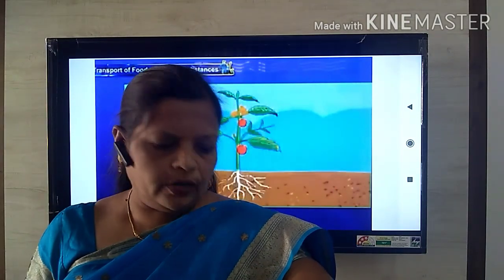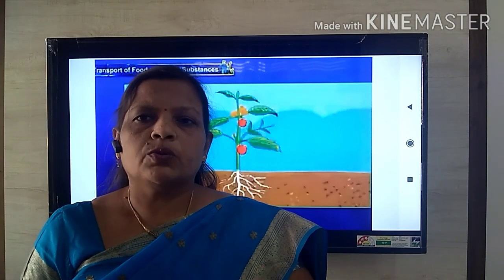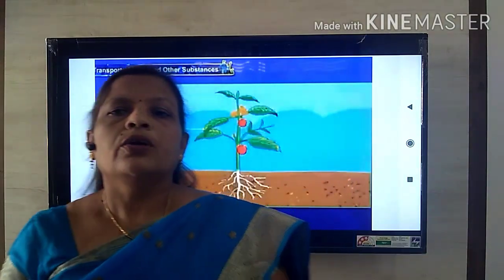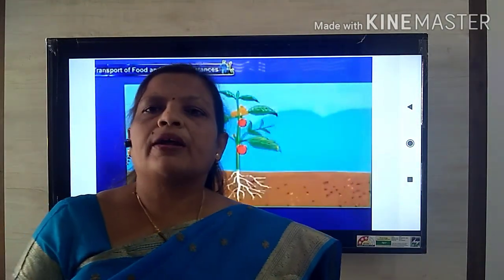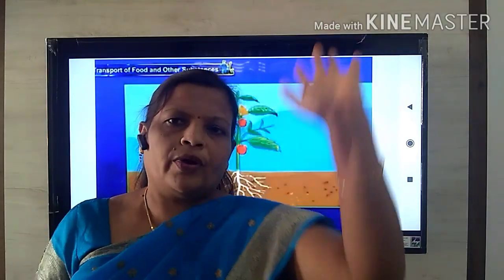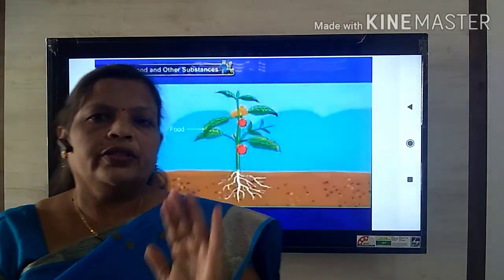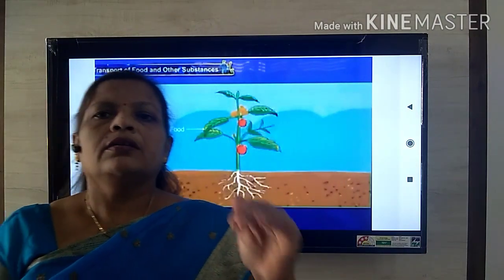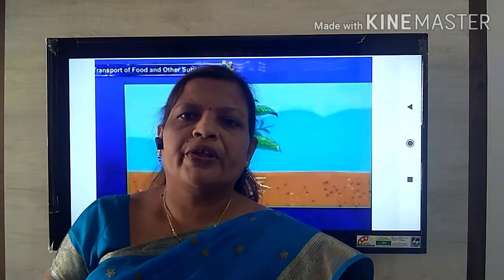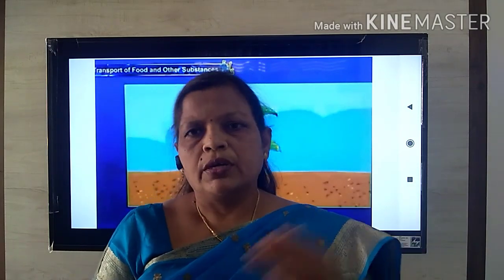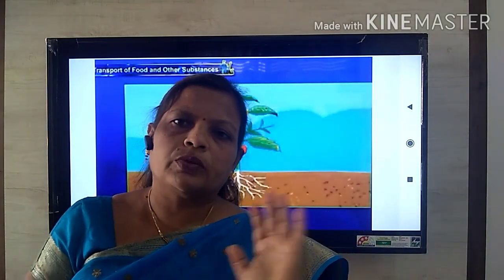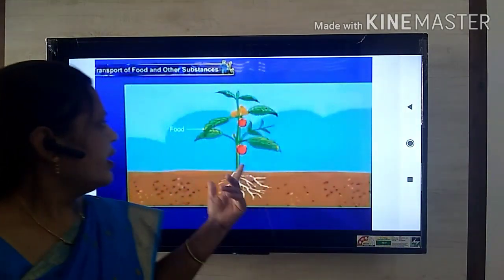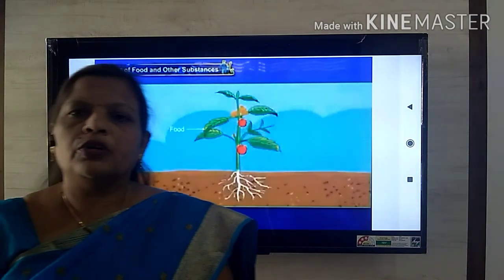We pour water to the roots of the plant. This water is transported to all the aerial parts of the plant, that is the upward movement of water molecules, and in this process the xylem plays a very important role. The root pressure as well as the transpiration pull play a very important role in that process. But what happens in the case of the transport of food material?